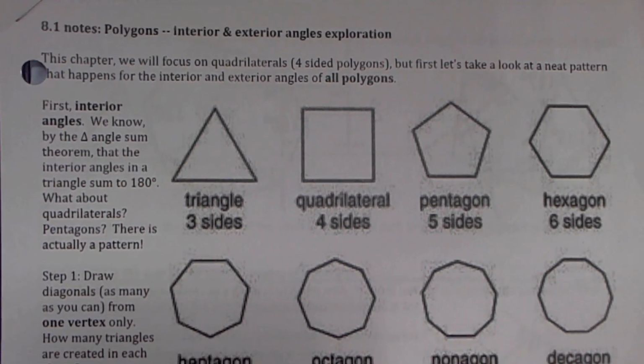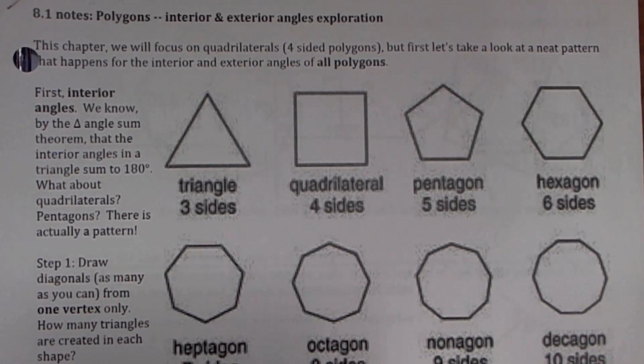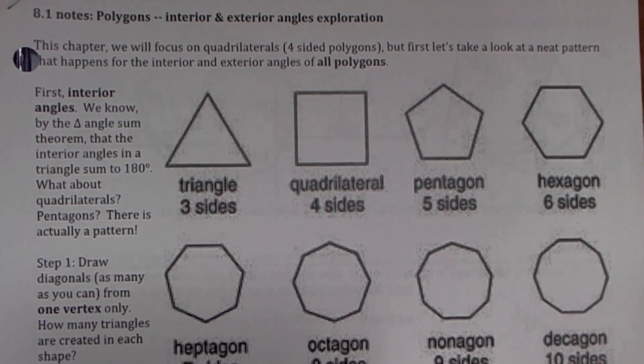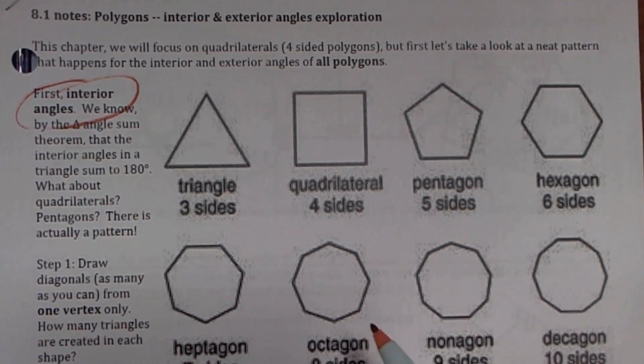Right, so welcome to the 8-1 notes, talking about polygons, interior and exterior angles. There are basically just two main formulas we're trying to figure out today. First, the interior angles, the sum of the inside part of the angles.